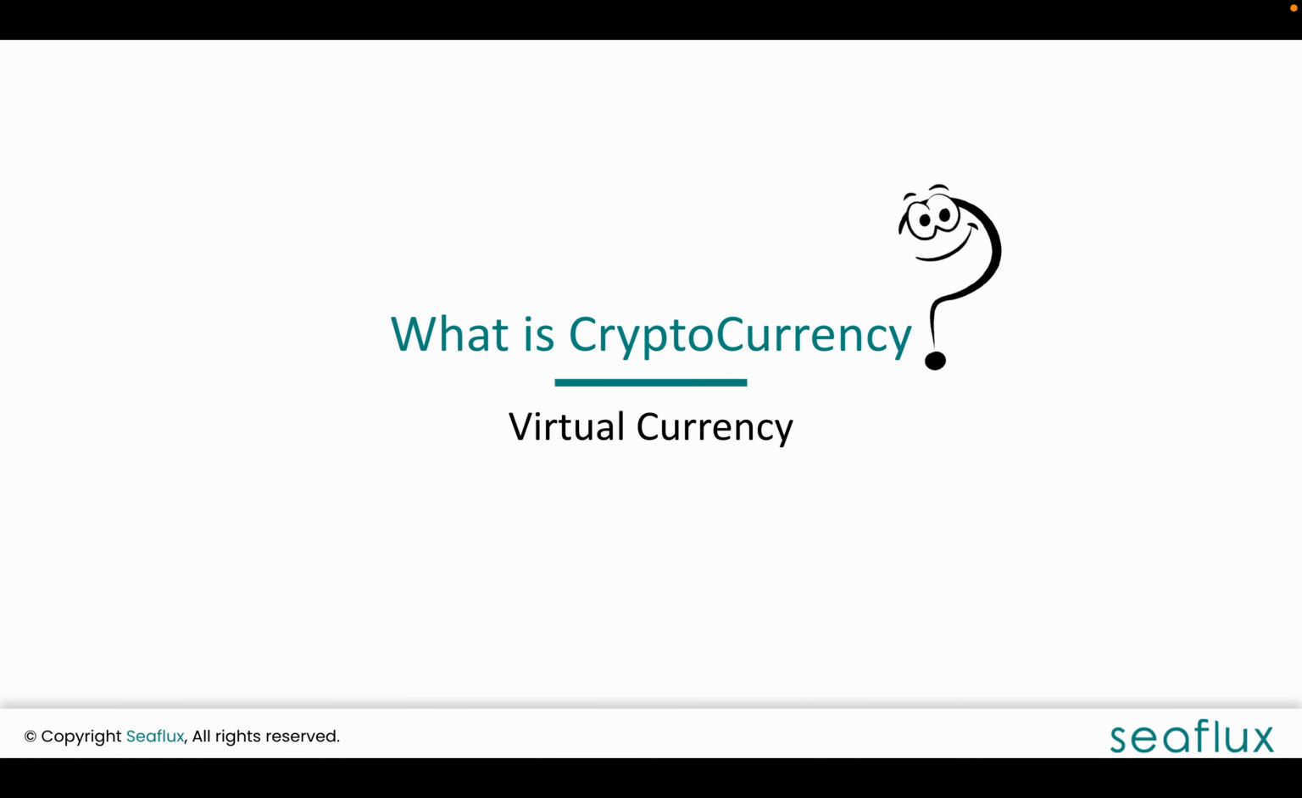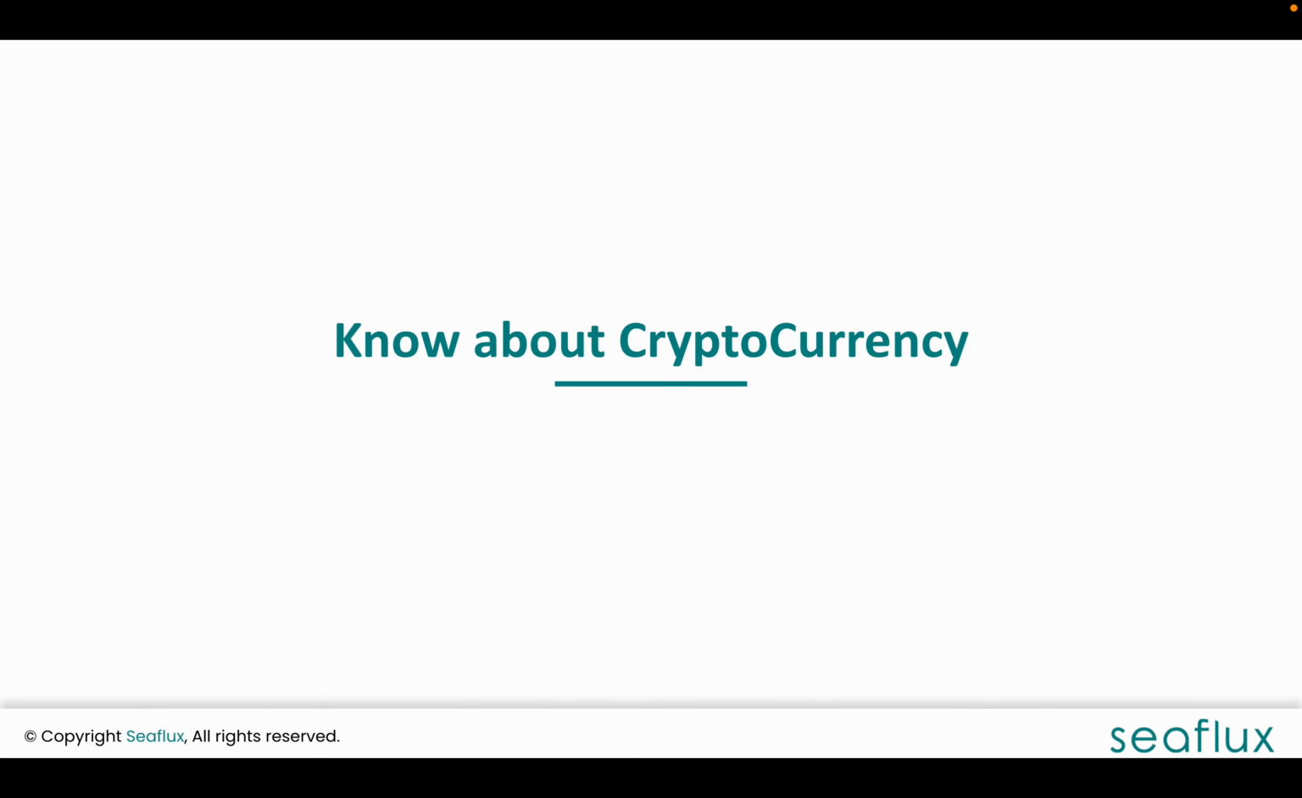Well, cryptocurrency is also known as digital currency. But the difference between cryptocurrency and our traditional currency is that cryptocurrency is a pure form of digital currency. Okay, so next, the terms to know about cryptocurrency.